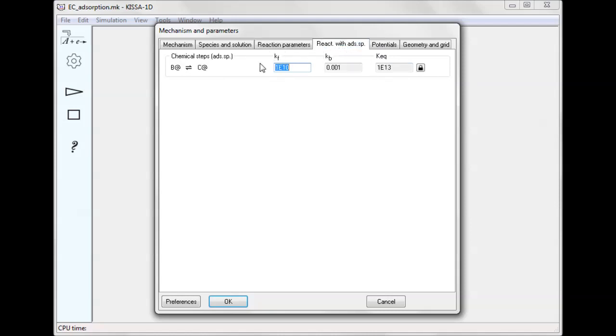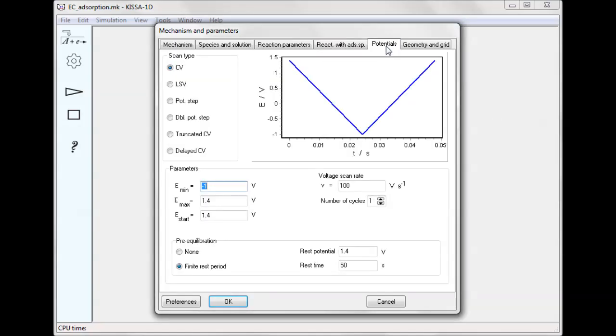The parameters of the chemical step in the adsorbed state appear on the next tab. This reaction is also thermodynamically dependent, and its equilibrium constant cannot be changed directly.